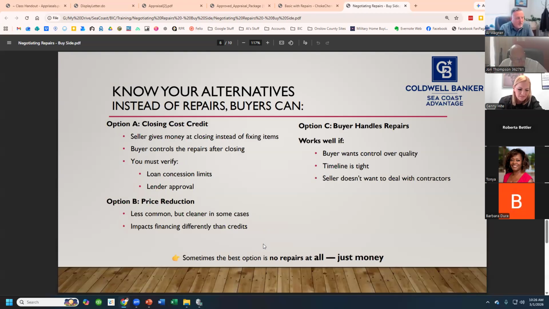Instead of repairs, you can get a closing cost credit. So the seller doesn't want to make the repairs. They're going to give money at closing instead of fixing items. And then the buyers are responsible for making the repairs after closing. If they want to give a credit for repairs, it's typically towards closing costs. You can't put on the CD that they're giving $3,000 for repairs, because then the lender's going to say, "What kind of repairs are you making?" They're going to want to see it all. So you need to make those credits as a closing cost concession.